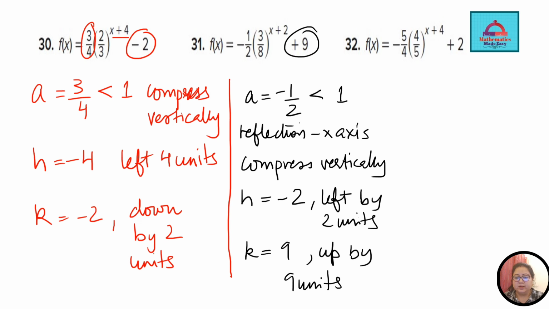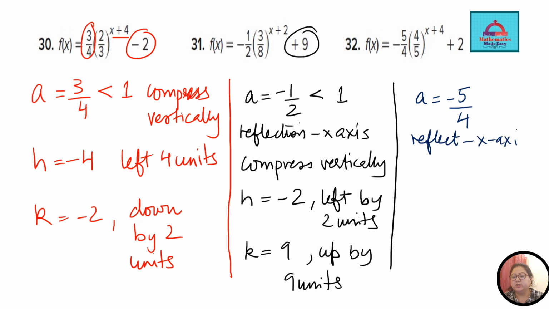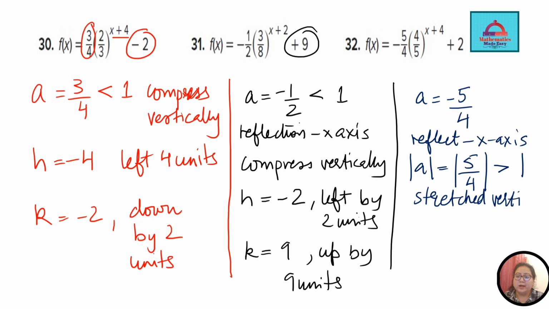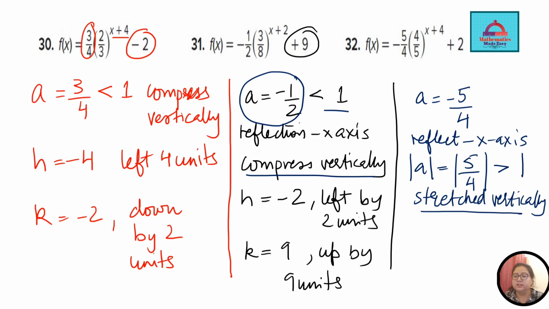Let's finish the question with the last part where you have a as -5/4. So reflection will happen because of the negative value through the x-axis, and because this time the absolute value of a is 5 divided by 4, which is more than 1, we will have the graph stretched vertically. I want you to notice that when a is less than 1, we are compressing vertically, please remember, and when a is more than 1, we are stretching vertically. So both are opposites, don't mix them.